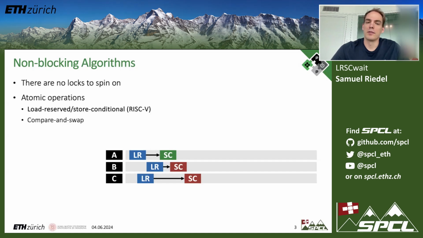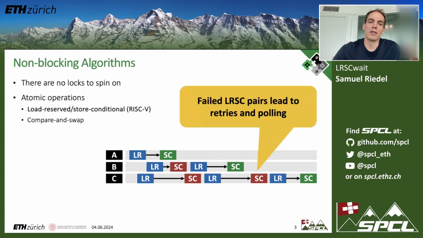But here we still have a similar issue. For example, here we have A, B, and C, three cores. They will issue some load reserved and store conditional pairs, and only one of them can succeed because it has to be atomic. So the first store conditional of core A might succeed, and then the other two will fail and have to retry again. Maybe C will fail again, and then it has to retry again. So we still have this polling retry mechanism, even though we are in the non-blocking algorithms.